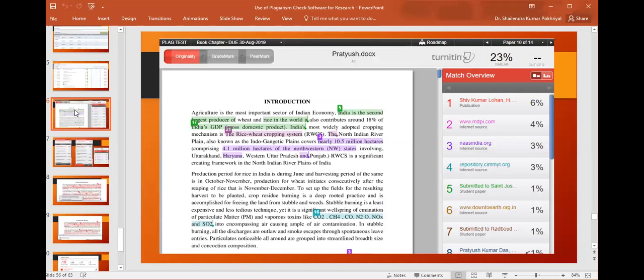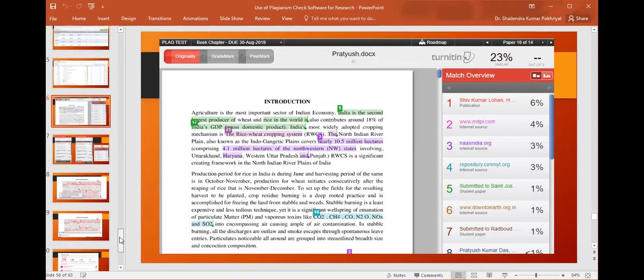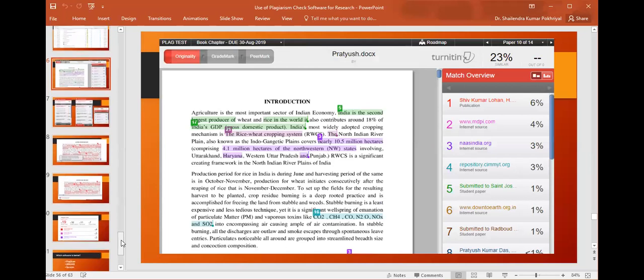Next slide. So in the next slide, sir, please go to next. In this case, this is one of the dissertations of one MS student. So in his case, the plagiarism percentage is 23%, and on the right hand side, you can see from each source how much is the percentage of plagiarism.